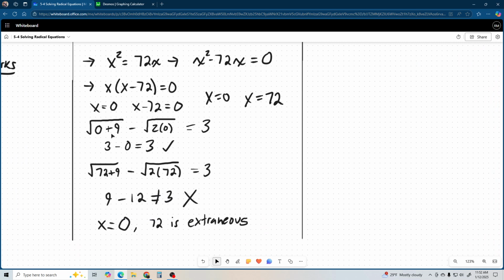So we have the square root of 0 plus 9, minus 2 times 0, equals 3. In other words, the square root of 9 is 3, the square root of 0 is 0. So 3 minus 0 equals 3. This all checks out, right?